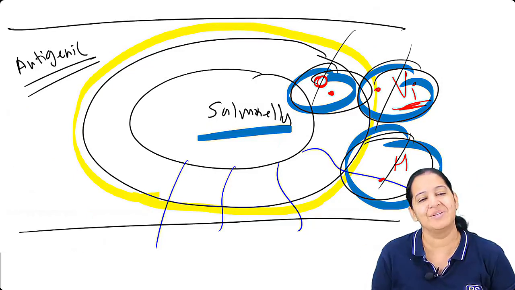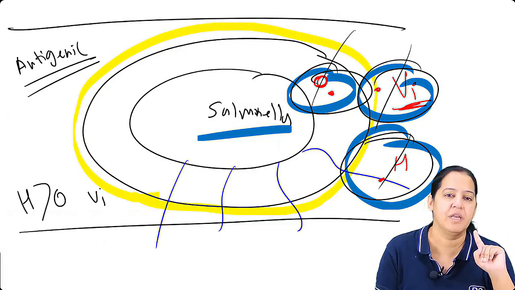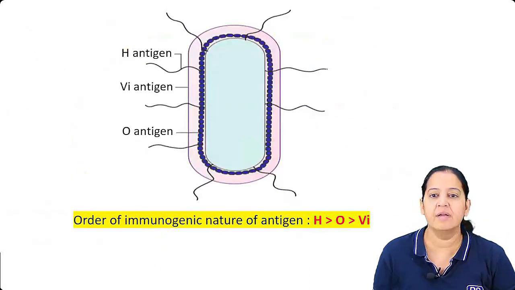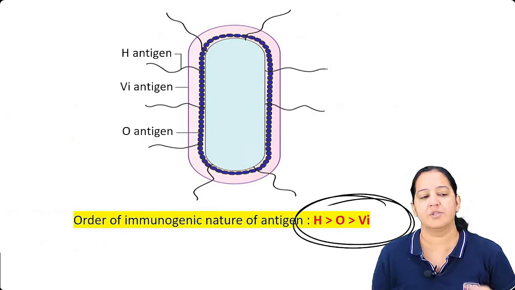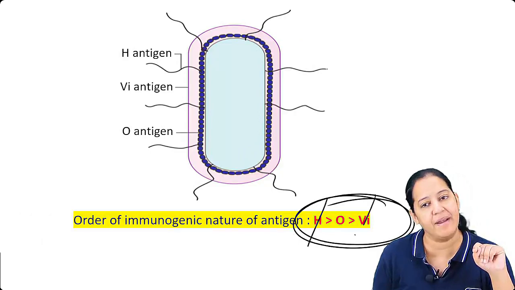You know that. So the mnemonic is HOVI. H is maximum, VI is minimum. The mnemonic is HOVI. What is the mnemonic? The mnemonic is HOVI. So maximum antigenic is H and minimum antigenic is VI.